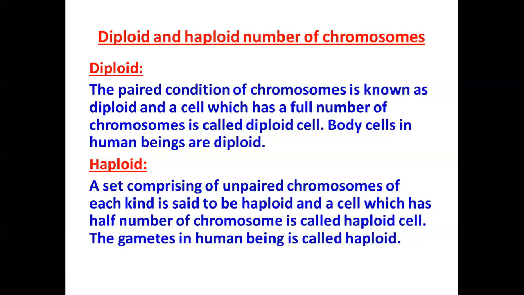Clear? Now, what is haploid? A set comprising of unpaired of chromosomes of each kind is said to be haploid, and a cell which has half number of chromosome is called haploid cell. The gamete cell in human being is called haploid.